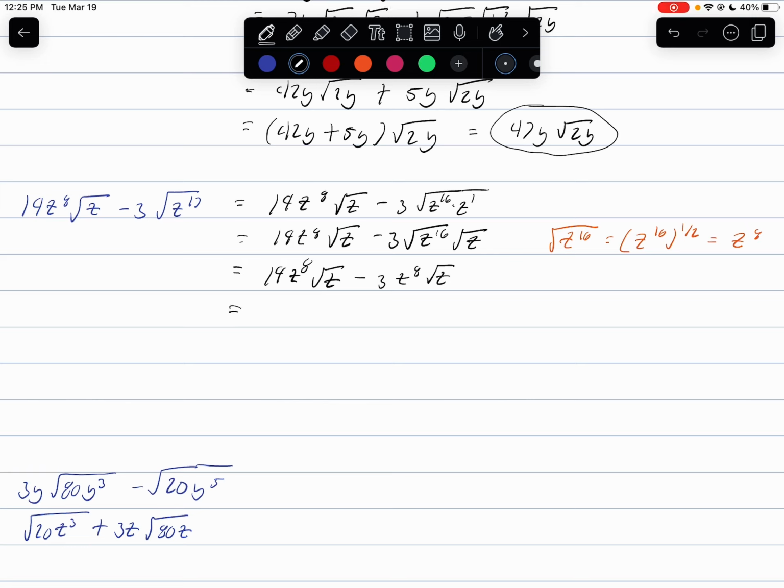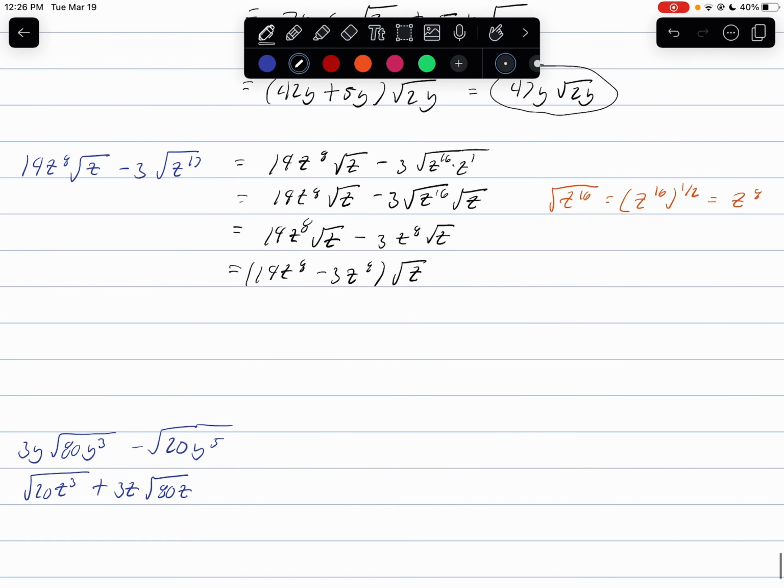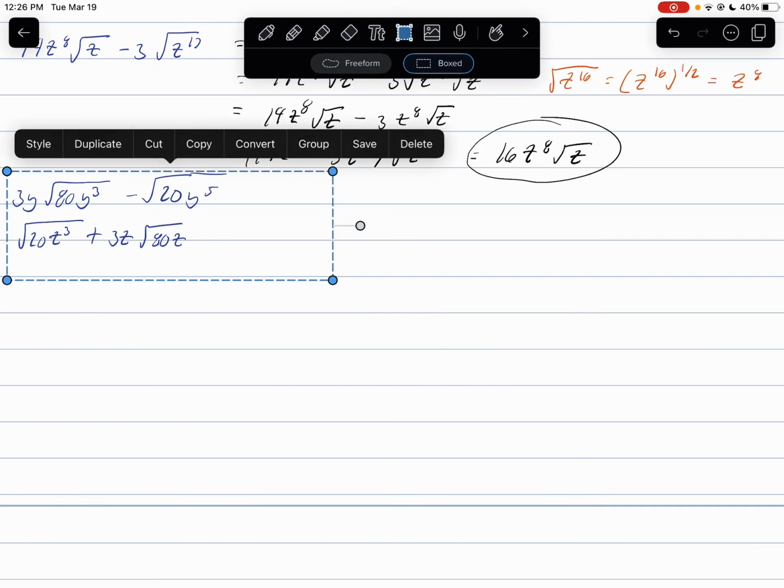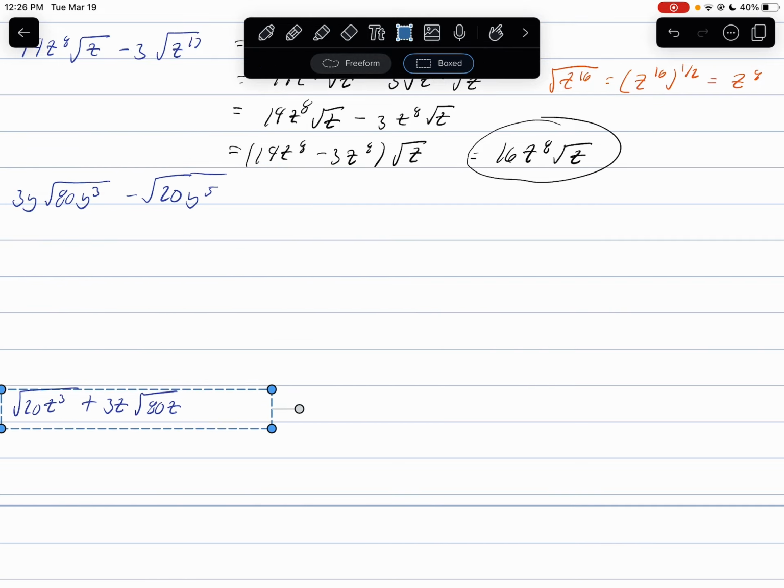Okay, if we factor out that square root of z, we get 19 z to the 8th minus 3 z to the 8th times the square root of z. Okay, so if we subtract those, we're going to end up with 16 z to the 8th square root of z. And that would be your final answer. Okay, let's do a couple more.